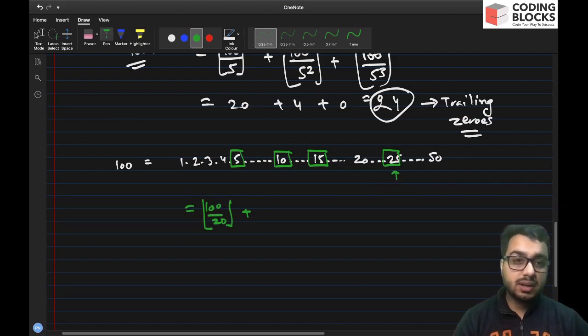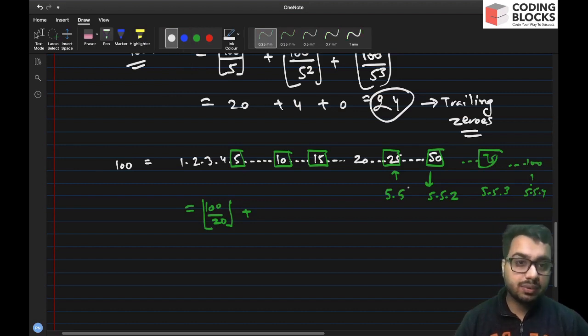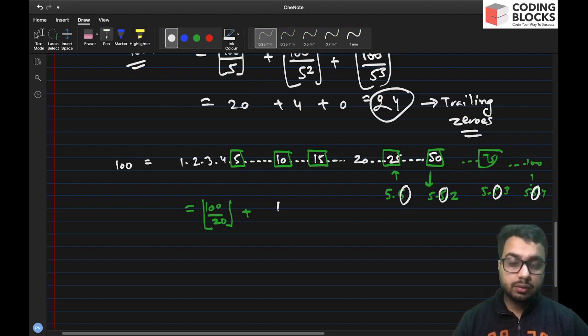So for these numbers you have more than one 5. This is 5 square, this is 5 into 5 into 2, and then you have 75, this is 5 into 5 into 3, and you have 100, which is 5 into 5 into 4. So these numbers are contributing 5 two times. Okay, so if you want to extract powers of 5, you will also add these numbers which are contributing 5 two times. So that's why we divided by 5 square.